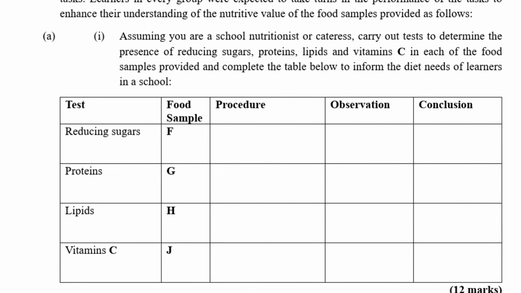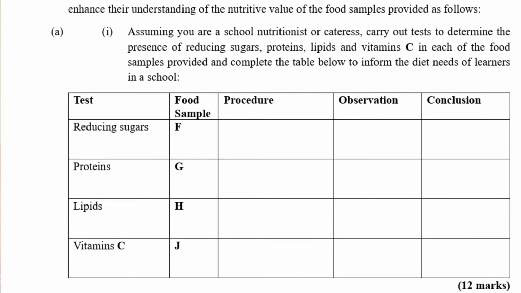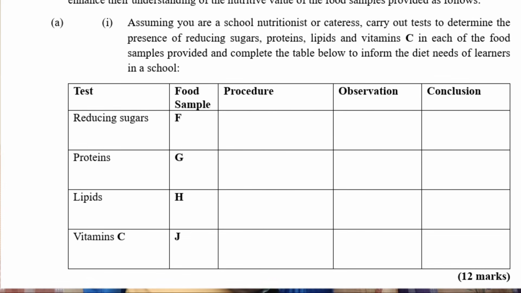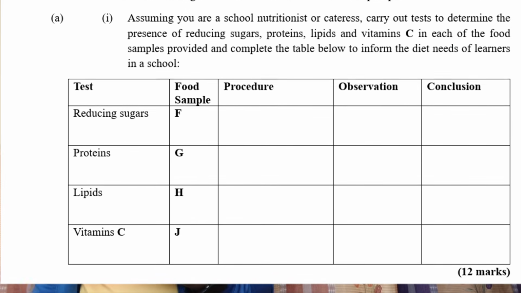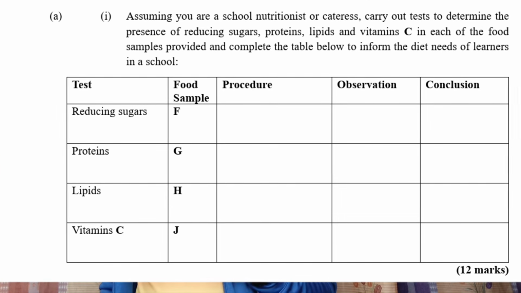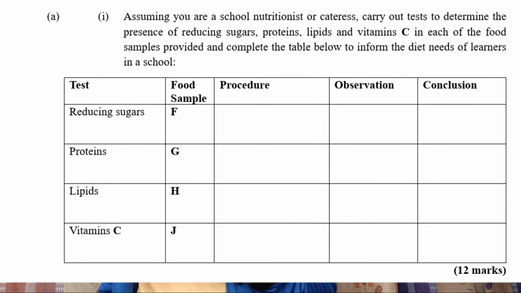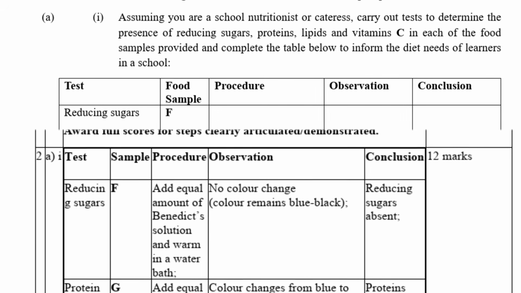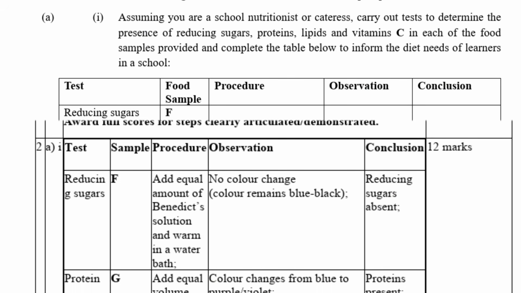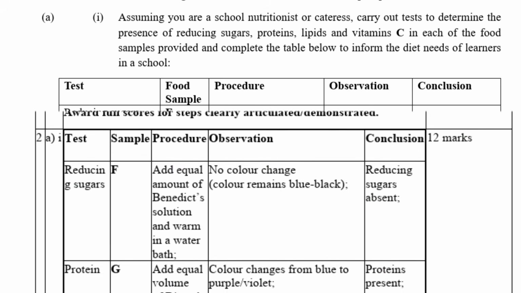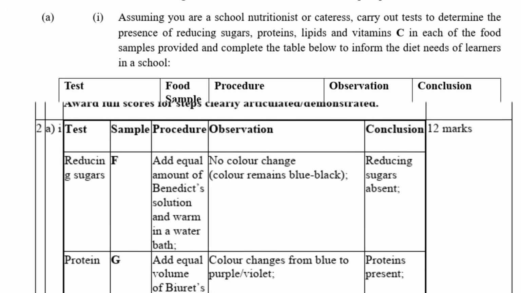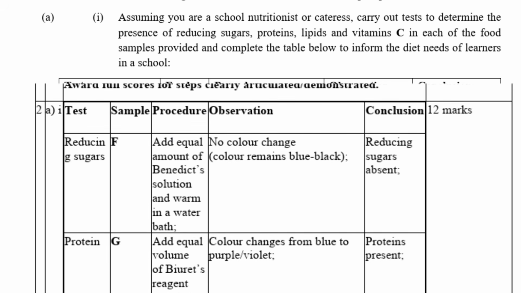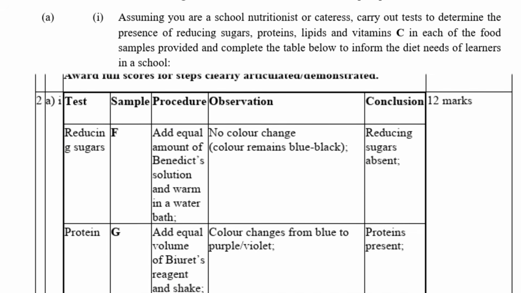Procedure, you provide the procedure to test those samples. Then the observation and the conclusion. So let me take you through very fast. For reducing sugars, that is food sample F, add an equal amount of Benedict's solution and warm in a water bath. Observation: no color change, the color remains blue. That means reducing sugars are absent. That is the conclusion.